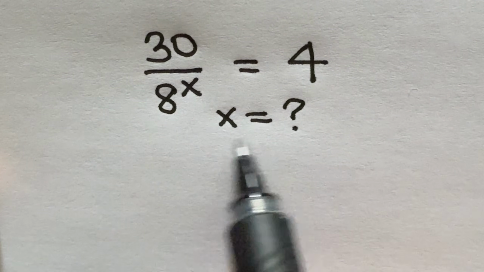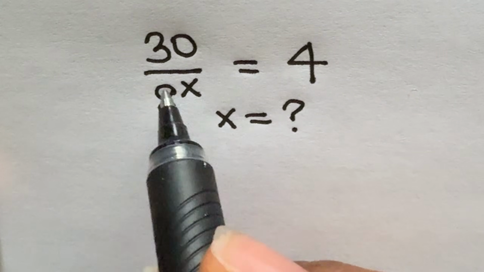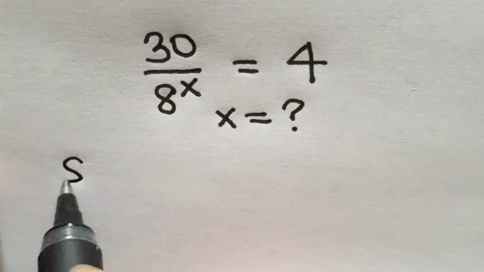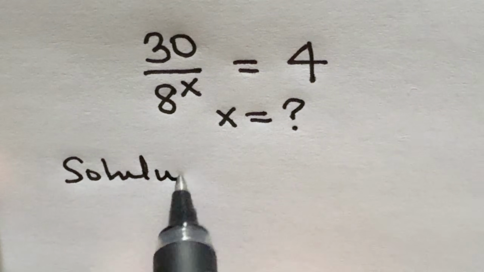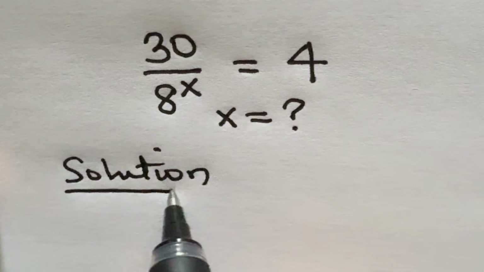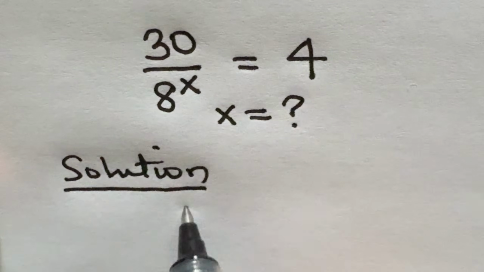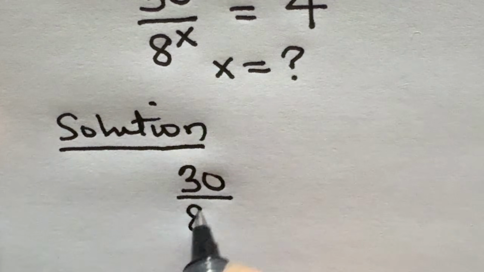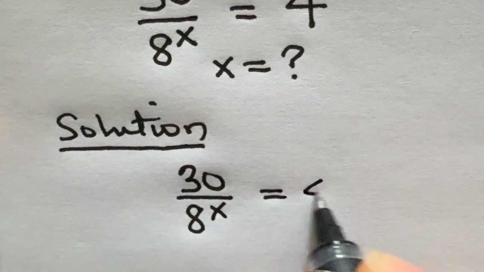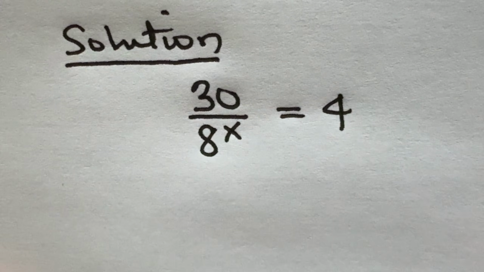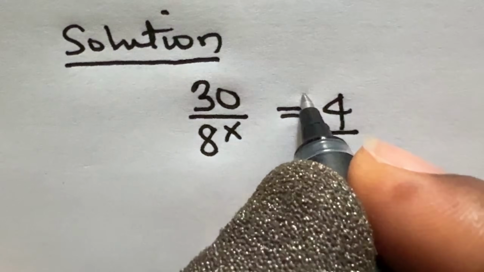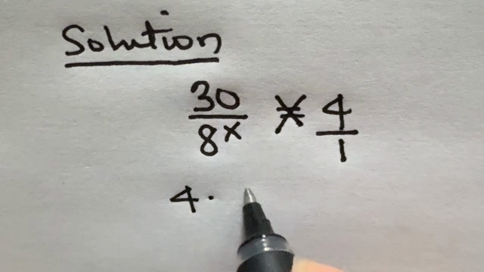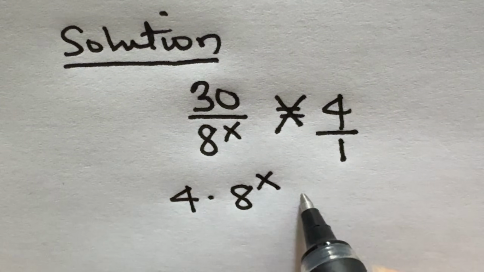In this problem, we want to solve for x given 30 divided by 8 raised to power x is equal to 4. 30 divided by 8 raised to power x is equal to 4. Let us first cross multiply. So I'm going to have 4 times 8 raised to power x is equal to 30.